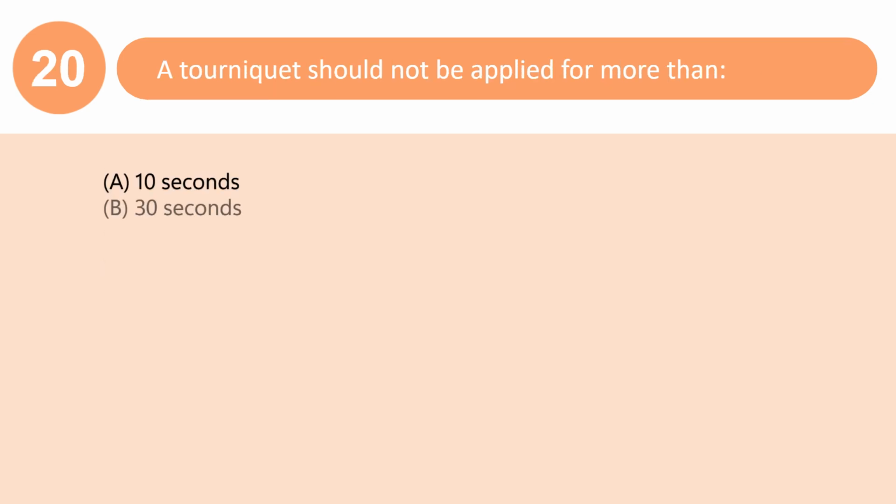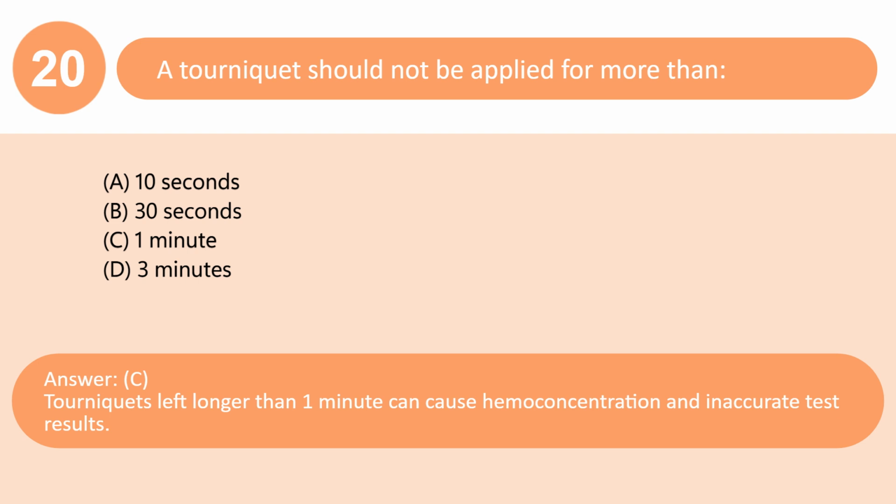A tourniquet should not be applied for more than: A. 10 seconds. B. 30 seconds. C. 1 minute. D. 3 minutes. Answer: C. Tourniquets left longer than 1 minute can cause hemoconcentration and inaccurate test results.